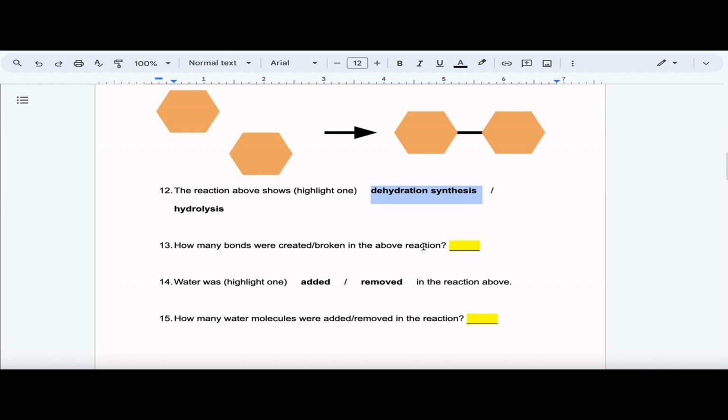How many bonds were created or broken? I can see one line linking them between each of those molecules. One line represents one bond. If there were 4 lines, I would have 4 bonds.